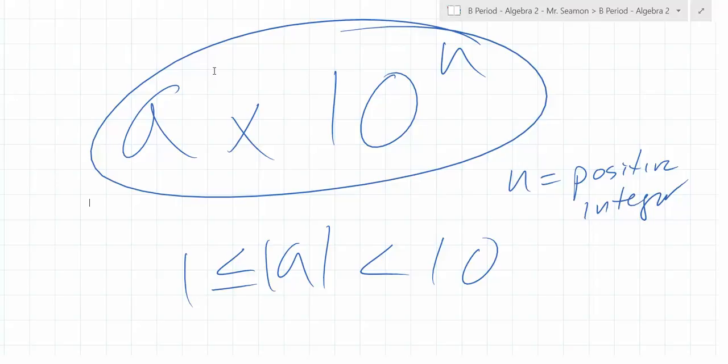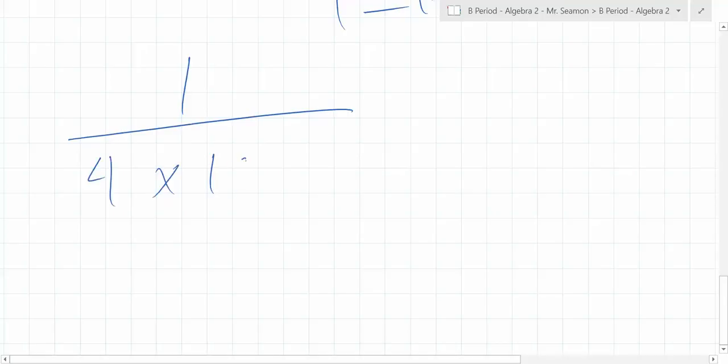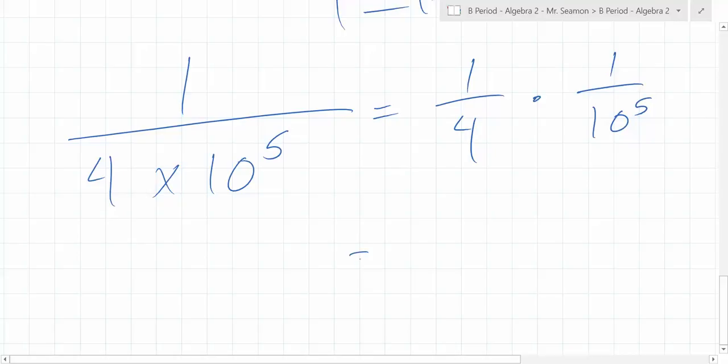of 4? Okay, kids, everybody stand up. Many of you have this: 1 over 4 times 10 to the 5th. This is equal to 1 over 4 times 1 over 10 to the 5th. Right? Are we good with that so far? Yes. That's equal to 1 over 4 times 10 to the negative 5th.